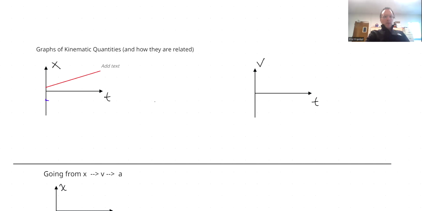Okay, so there are two questions that I'm going to pose, and I'm going to show you how you could use this graph to answer those two questions. So the first question is, at what time do the two objects have the same position? And then number two is, at what time do they have the same velocity?